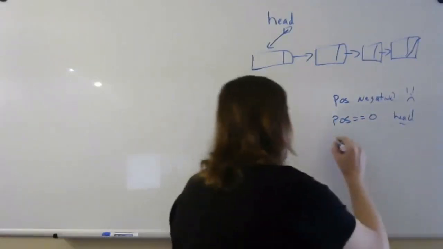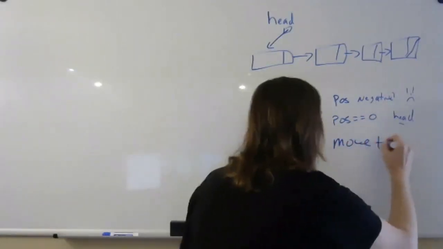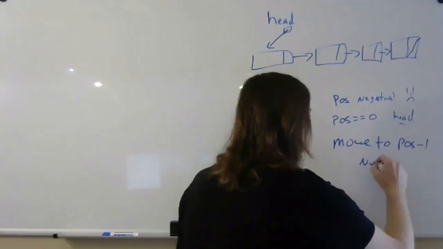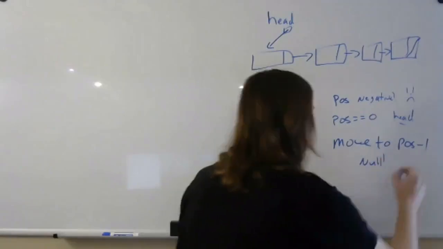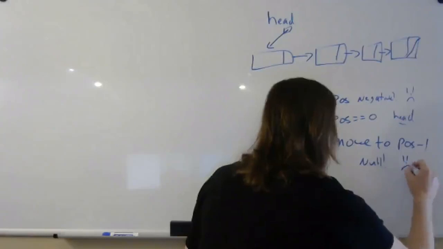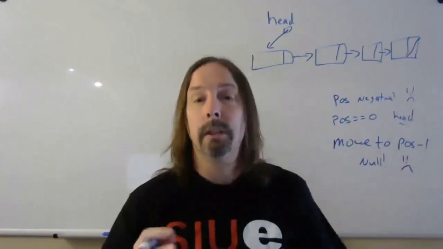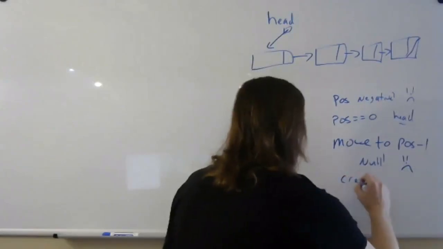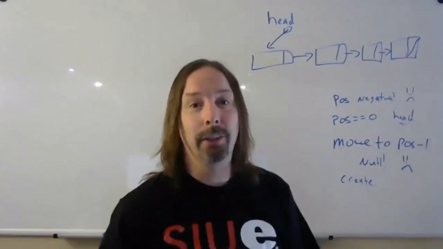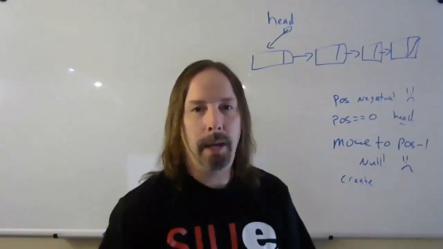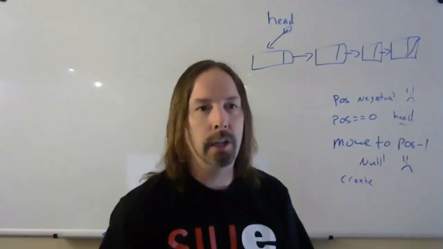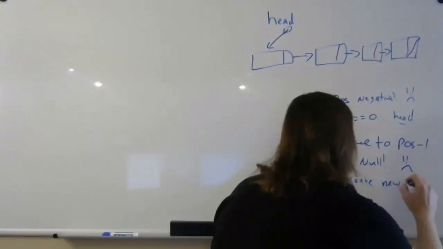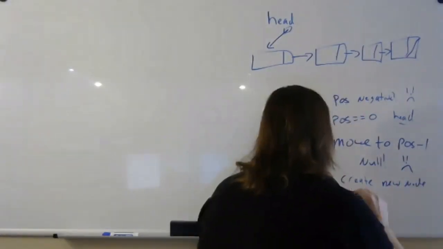So we move to position -1. And then if we hit null, then that's bad. If it's not null, then we're okay. And then if we've gone to position -1, we create a new node. I decided to wait until this point because if they gave us a bad value, there's no point in creating a new node and then not using it because they gave us a bad value. So we'll create a new node and we'll insert it.